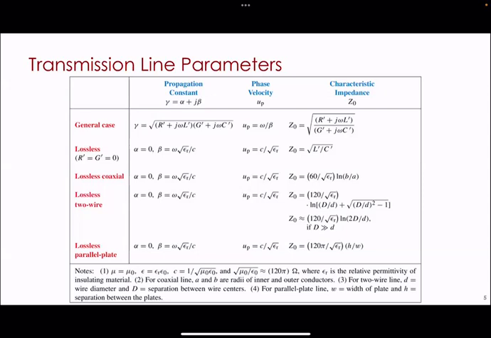I'd say there are 3 ways you could be told that it's lossless. The first way is if I say it's lossless. That might even be the most common. The second way would be if I told you R prime equals G prime equals 0, that's also telling you it's lossless. The third way is if I said the conductors are perfect electrical conductors, or the conductors have infinite conductivity.